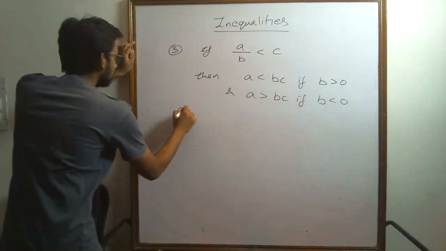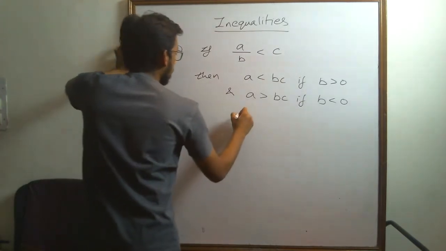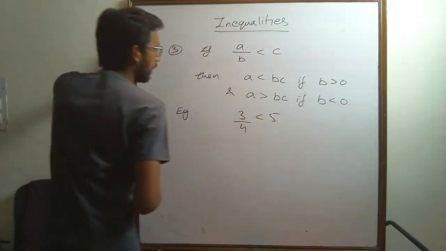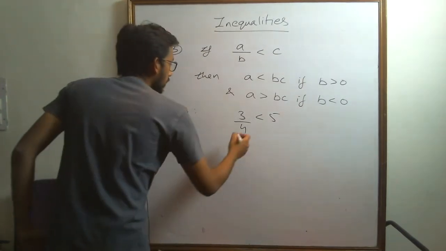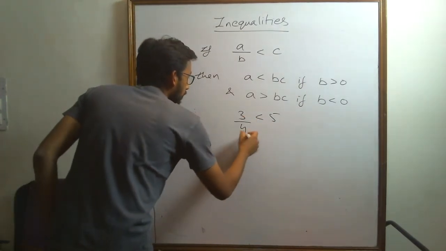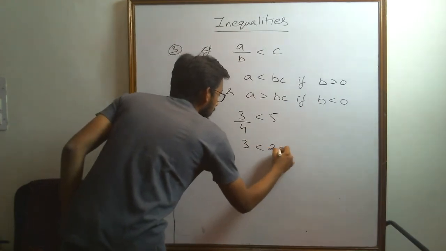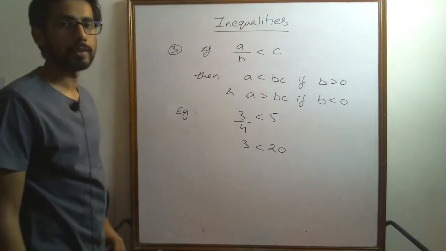For example, 3 upon 4 is less than 5. Suppose I multiply by 4 here, 3 is of course less than 20. So this is correct.